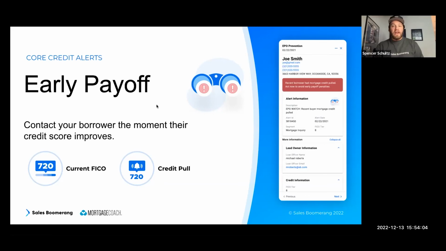We're going to help prevent that fee that you incur, if you're someone packaging these off, then that EPO is going to be crucial to save. So instead of seeing that 3 days before funding, you're going to see that as soon as that credit pull occurs. And next year, there's going to be a ton of these.